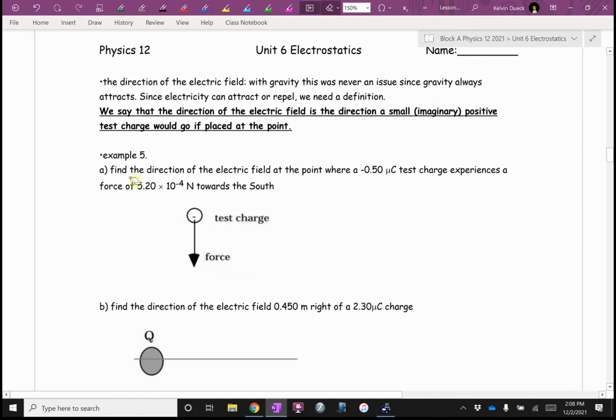Example 5a says, find the direction of the electric field at a point where a negative 0.5 microcoulomb test charge experiences a force towards the south. Is this charge negative or positive? The test charge is negative. So if a negative feels a force to the south, which way would a positive charge feel a force? North. Which way is the electric field? Same answer.